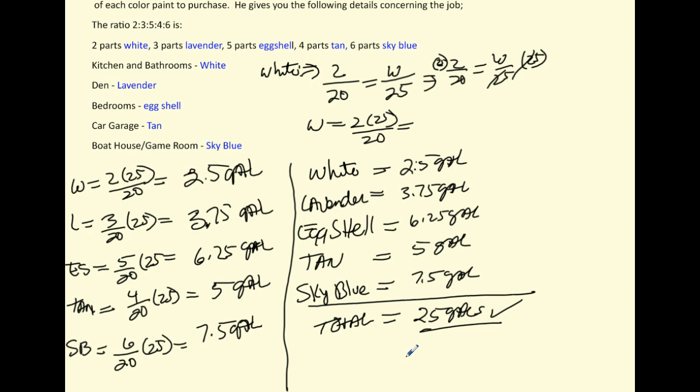And it looks like we've just earned $8,000. And this is what we tell the gentleman is the paint that's required that he must purchase: 25 gallons of paint, with the white, the lavender, eggshell, tan, and sky blue. That's the required 25 gallons as he stated.